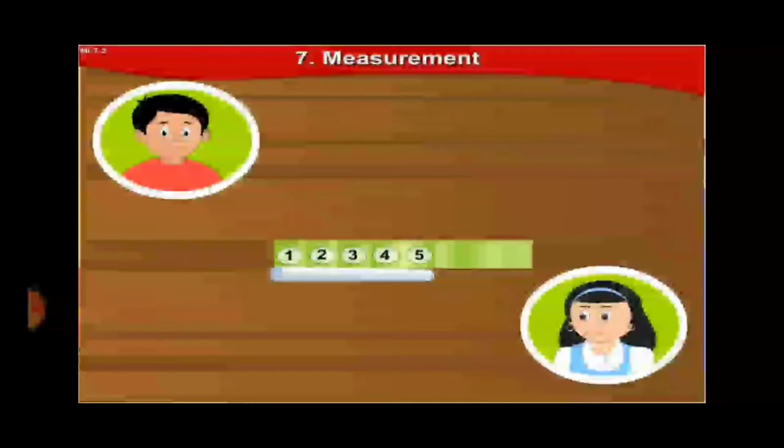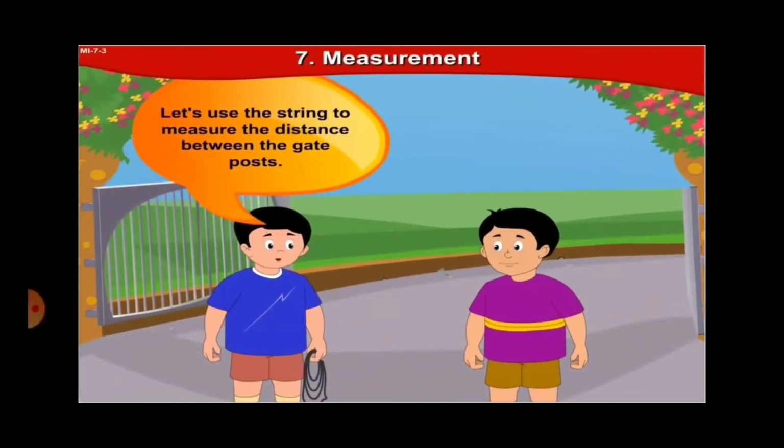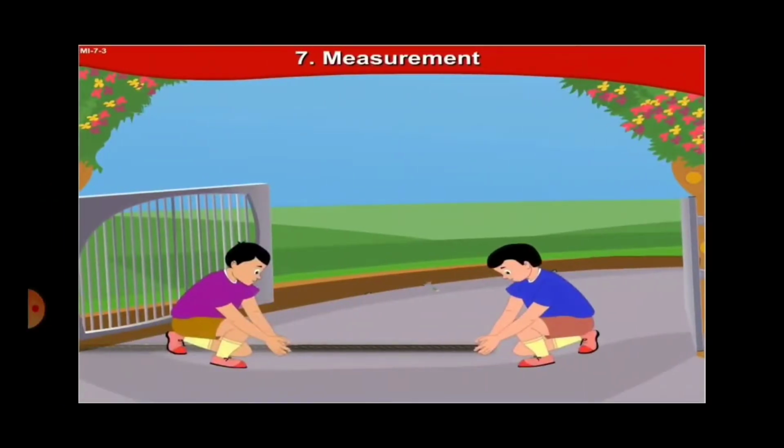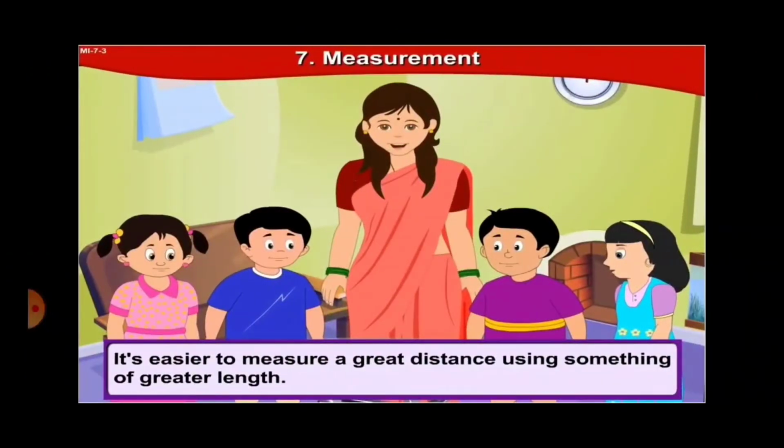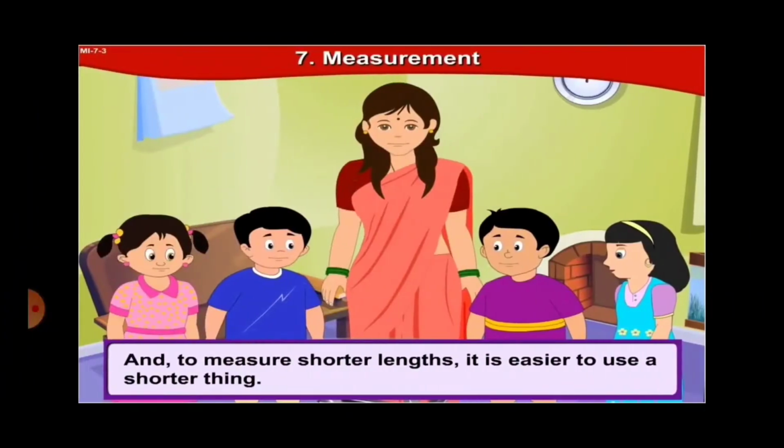Now, how will you measure the distance between the gate posts which are far from each other? You will have to use something longer than the paper strip, like a string. So children, it is easier to measure a great distance using something of greater length, and to measure smaller or shorter lengths, it is easier to use shorter things. So children, we measure things.